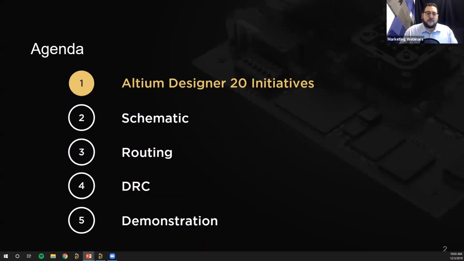We're going to start out with 3 initiatives in Altium Designer 20. We're going to break down 3 major aspects of changes in Altium Designer. So we're going to go into schematic changes, routing changes, DRC, and then we're going to go into a live demonstration of the tool. And then we're going to do a question and answer section so that we can answer some of your major questions.